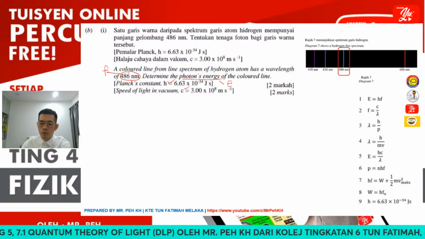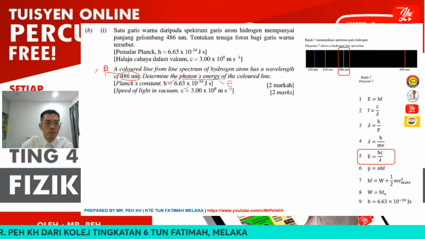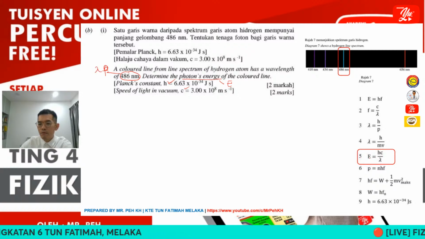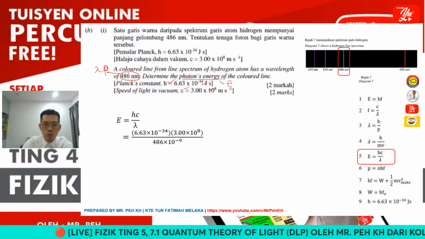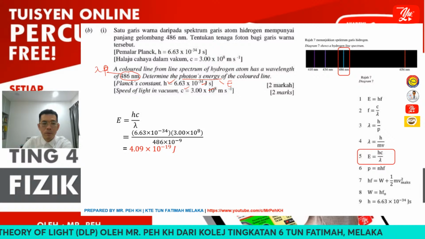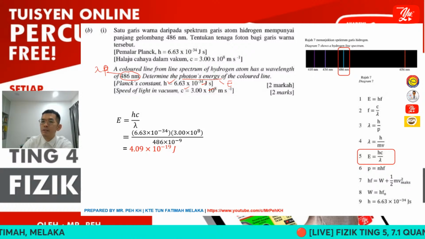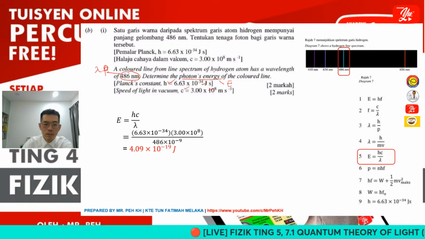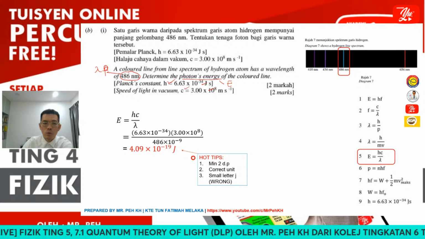Okay, so you have to select the correct formula. The 486 nanometer will be the wavelength, so we use formula number 5 here. We just substitute the value of h, the value of c, and the value of lambda. Okay, so here will be the substitution. Then press your calculator and you will get the answer 4.09 times 10 power negative 19. So 2 marks: the first is given for substitution, the second mark is given for the answer in minimum 2 decimal places with correct unit. Please use capital J to represent the unit joule.